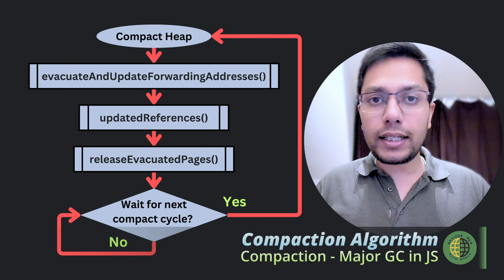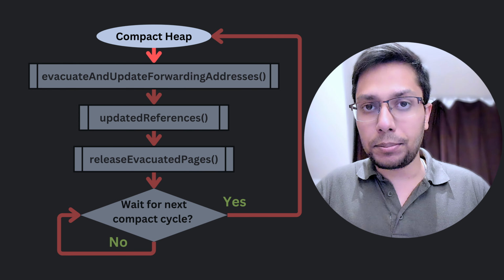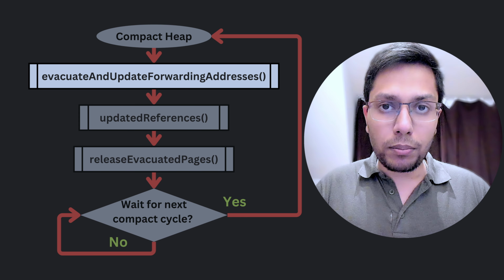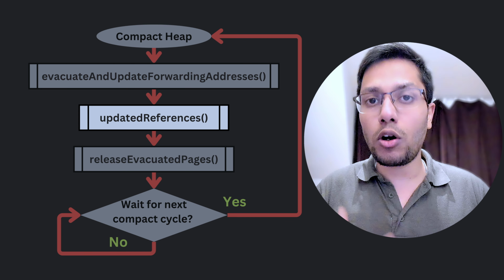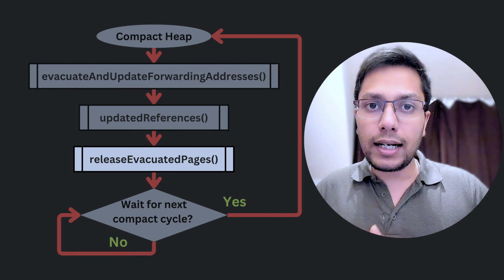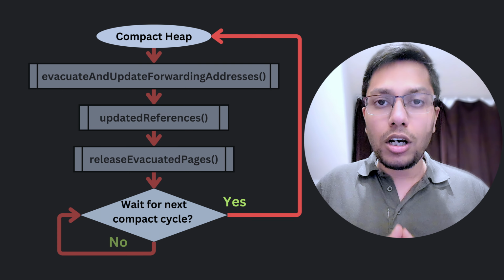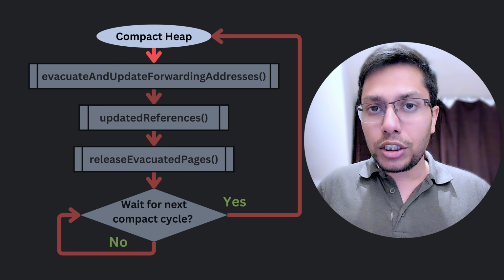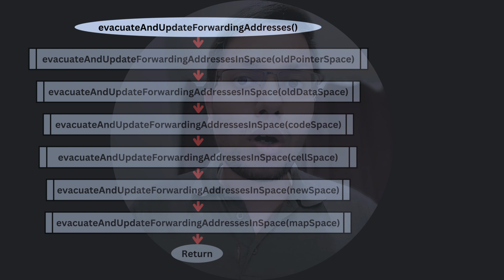Let's look at the compact algorithm in depth. So, as an overview, the compact algorithm follows 3 steps. First, it evacuates an object and replaces it with the new address that is called the forwarding address. After that, the references to these evacuated objects are updated in the existing objects and then the empty pages are released. So, when compact heap function is called, then evacuate and update forwarding addresses function is called first thing.